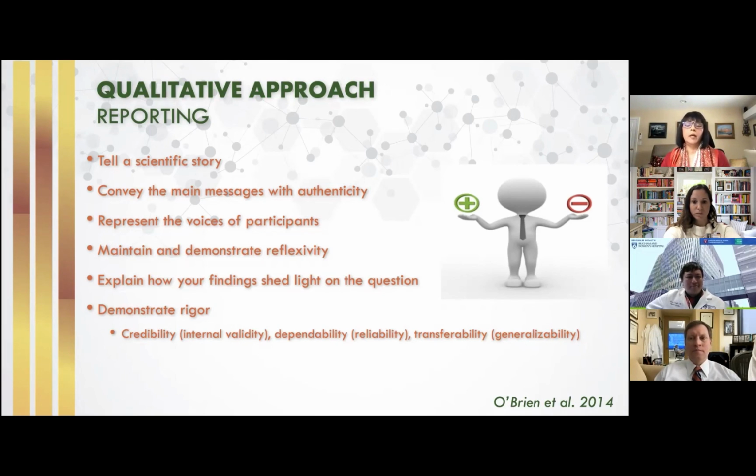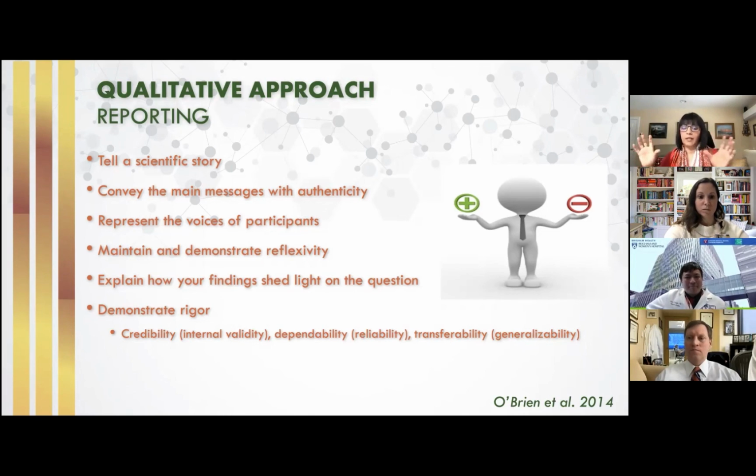And then explain how your findings shed light on the question. So we talk about, in the end, I said methodology, methods, and then rigor. So there are comparable terms from quantitative research, but we don't use the same terms. So internal validity is credibility. Do the data say what you're trying to say or what you're trying to achieve? Reliability is called dependability. So can somebody, let's say at Yale, apply my findings to them?